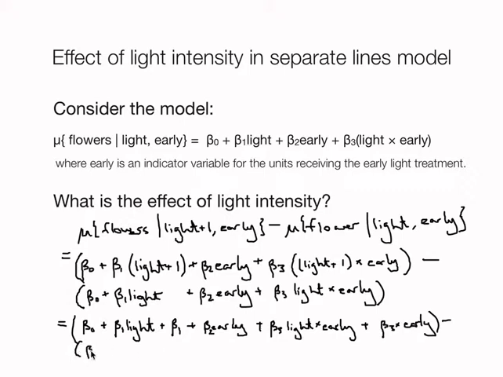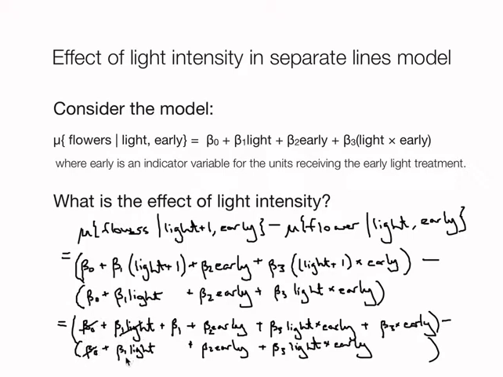There's no simplification here yet, so I'm just going to write it out again. Beta 0 plus beta 1 light plus beta 2 early plus beta 3 times light times early. And I've written this out in a way that it's nicely aligned. It's easy for me to see what cancels out. So I can see these two beta zeros are going to cancel each other.